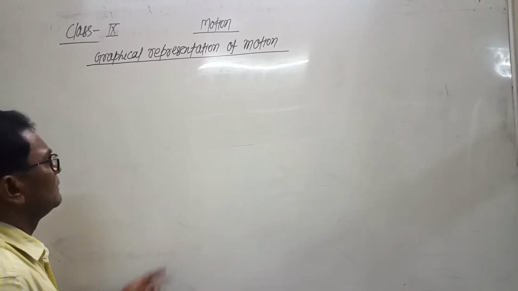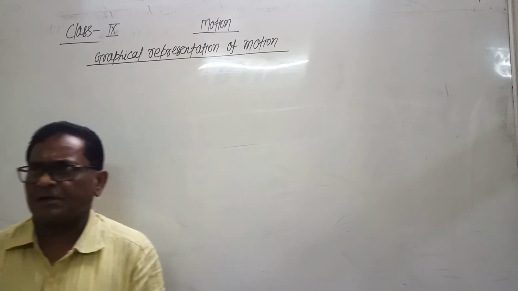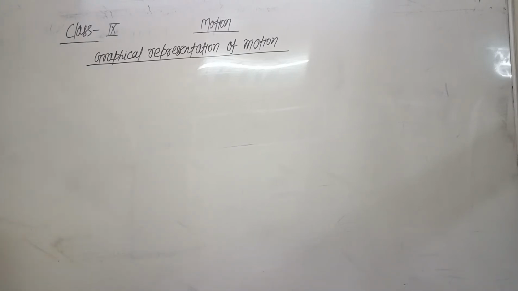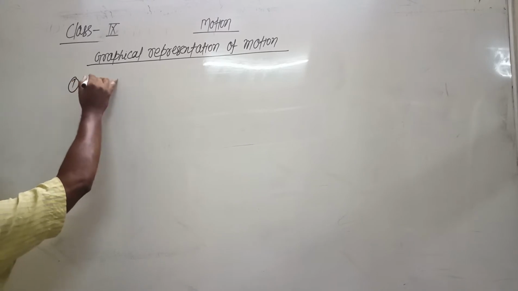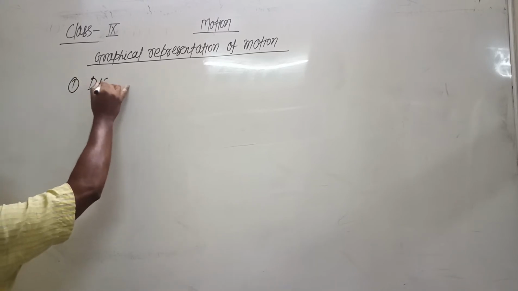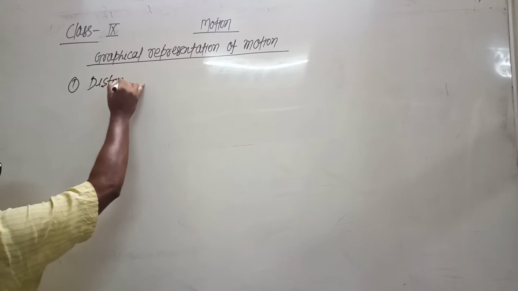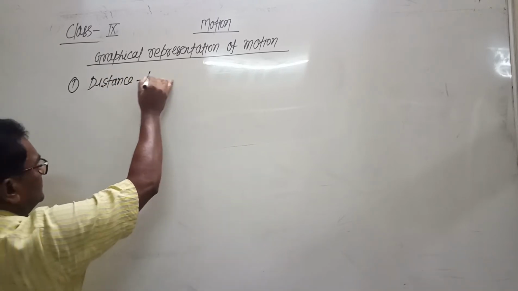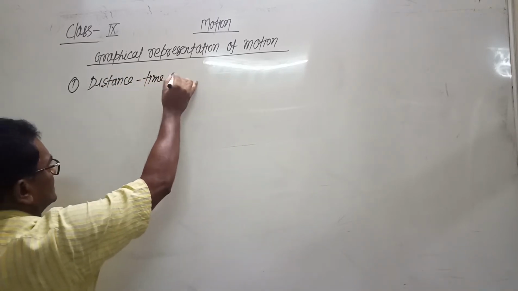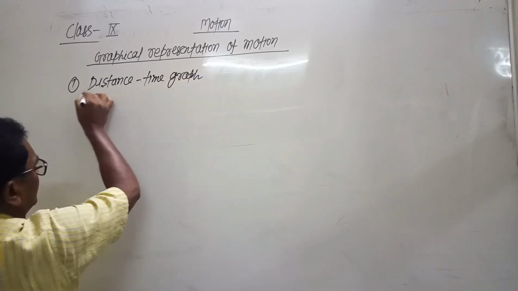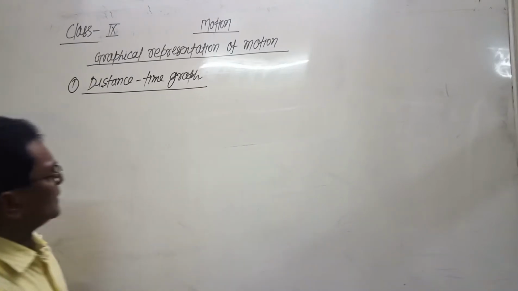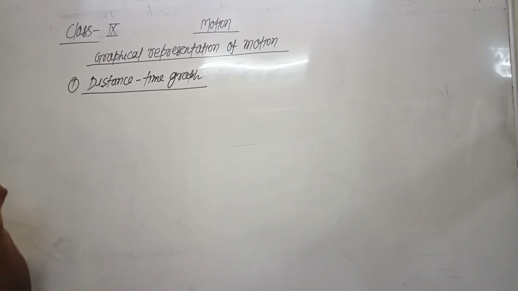Today we will see graphical representation of motion, in which first we will talk about the distance time graph. And we will talk about graphical representation of motion of a distance time graph.